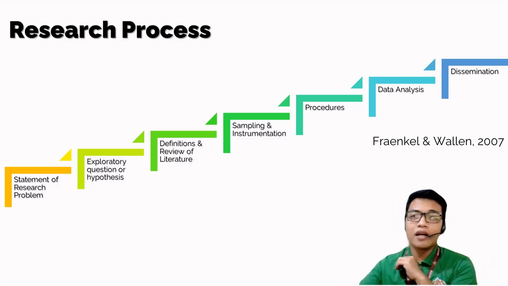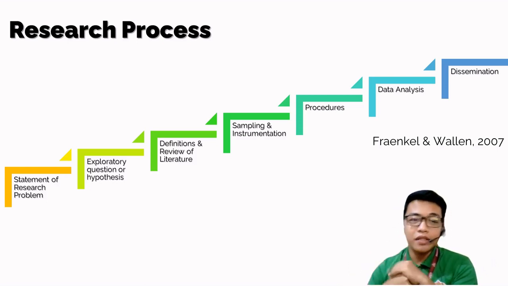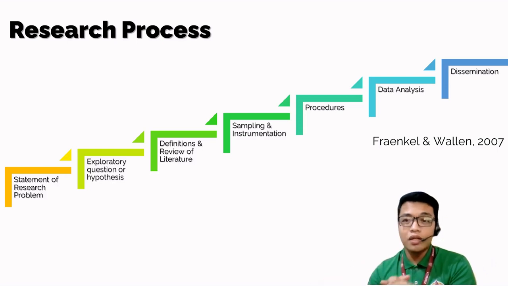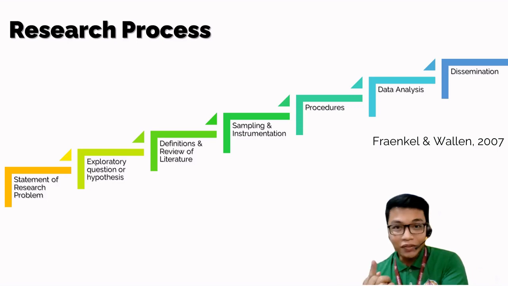So it's kind of like going full circle from the statement of the research problem, then exploring questions or hypotheses, definitions, review of literature, sampling and instrumentation, procedures, data analysis, and dissemination. So that's the research process according to Frankel and Wallen. As you can see, we can actually subdivide this into three major parts: asking a question, data collection, and then answering the question.